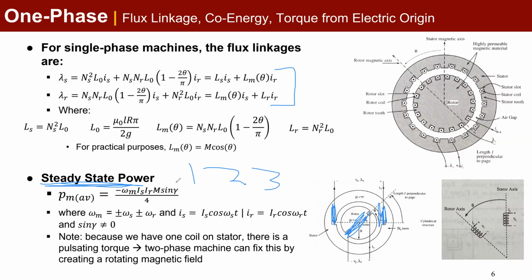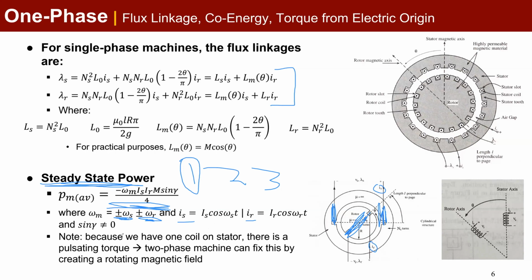synchronous machines. So looking at the steady state power for one phase, it's going to be this equation here. Okay, so omega m is going to be the combination of the stator frequency and the rotor frequency, the frequency with which they're rotating, and then this is i_s and this is i_r. Those are the currents that are inputted into the stator and the rotor. So right here is for the stator, i_r here for the rotor.